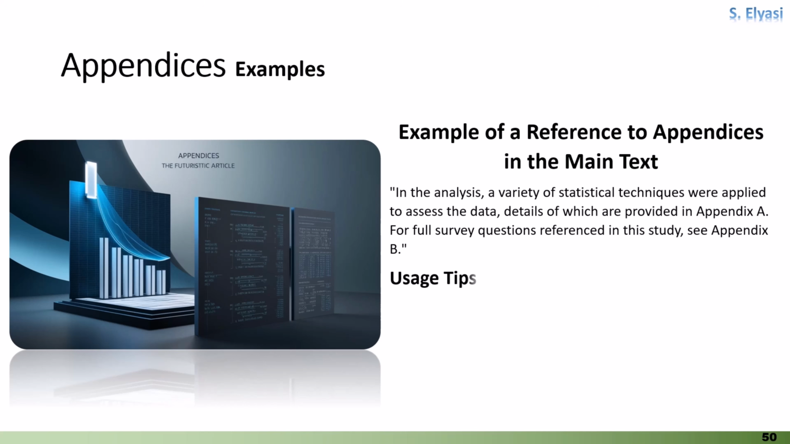Usage tips. Not mandatory. Only include appendices if they truly add value to the paper. Not all papers will require appendices. Accessibility. Ensure that any data or materials in the appendices are accessible and understandable to readers who might not have access to specific software or proprietary formats. Appendices are a valuable part of a scientific document, providing essential backing to the research while keeping the main text concise and focused. They are particularly useful in complex studies where the volume of supporting information is too large to be included within the main sections without disrupting the readers.